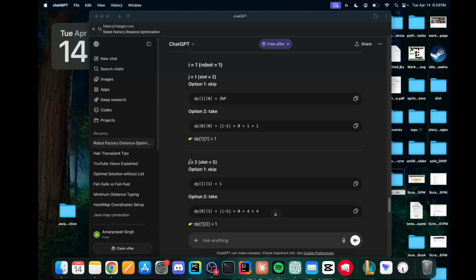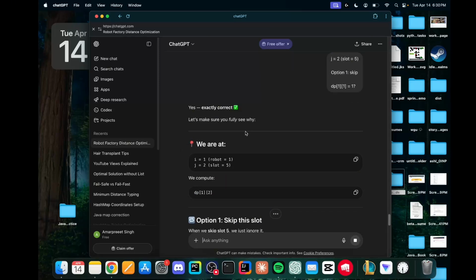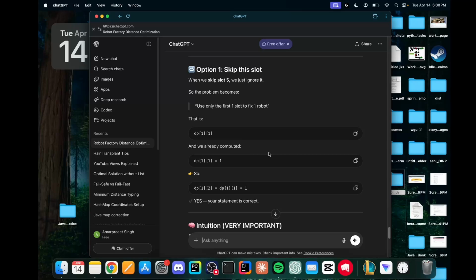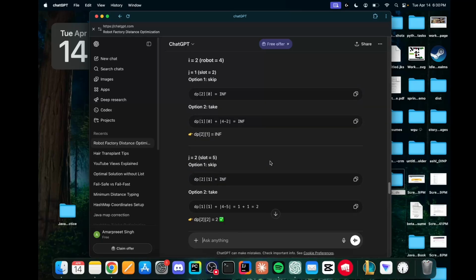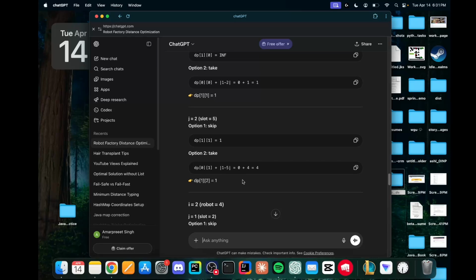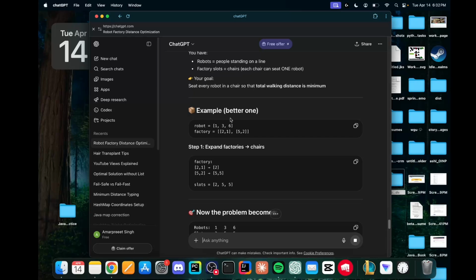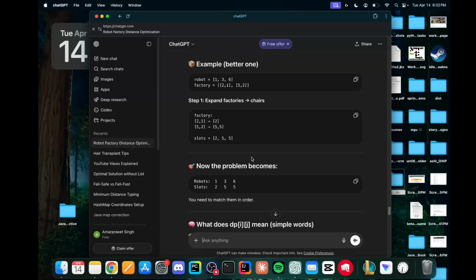If we skip by j, how do we get this? So we are at robot 1, slot 5, compute dp. The distance is 1, so we computed the dp of 1 and 1 is 1. If we skip, 0 plus 2 minus 1, and 0. So I have 1, 3 and 6. So factories and chairs, factory. Yes, so the slot is 2. And the problem becomes robot is 1, 3 and the slots are 2.